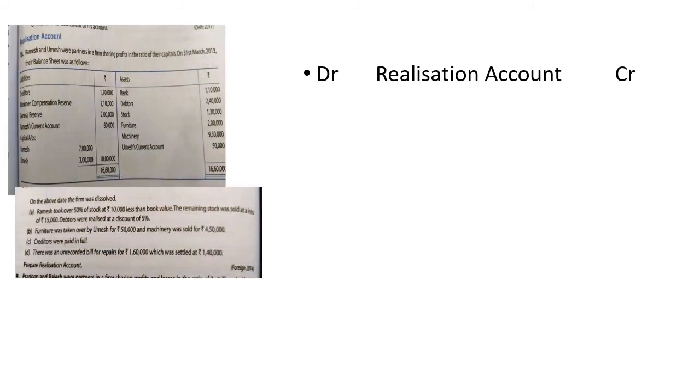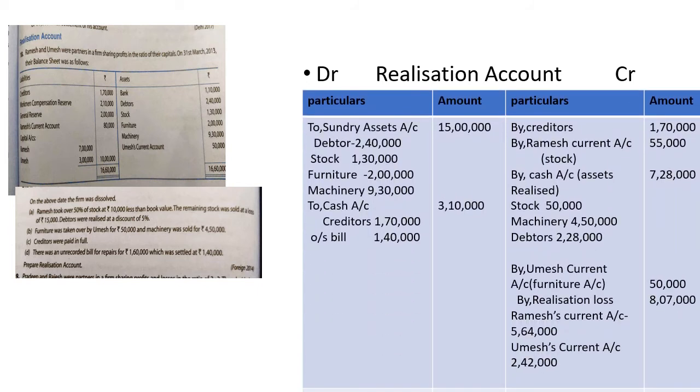Okay, so what is the first step of realization account? That we will transfer all the assets to the debit side from the old balance sheet. So here, bank and current account will not be transferred, rest all will be transferred. Debtors, we have written here 2 lakh debtors, stock 1,30,000, furniture 2 lakh, and machinery 9,30,000. This all will be recorded under the head to sundry asset, and the total of this will be recorded in front of sundry asset.